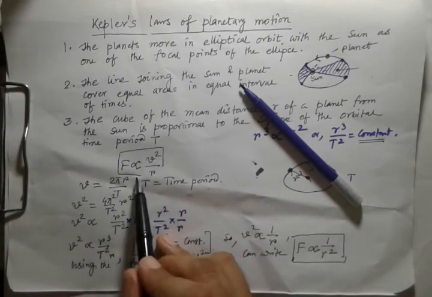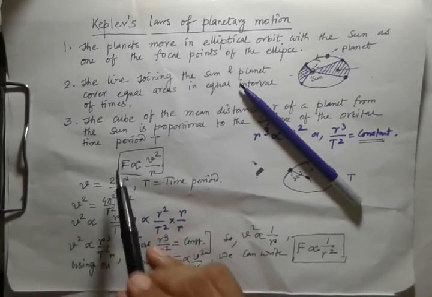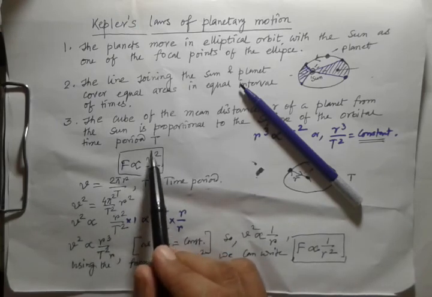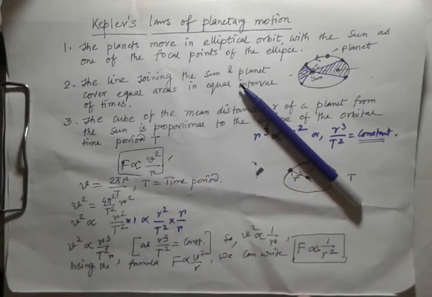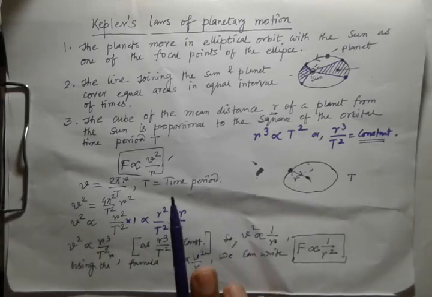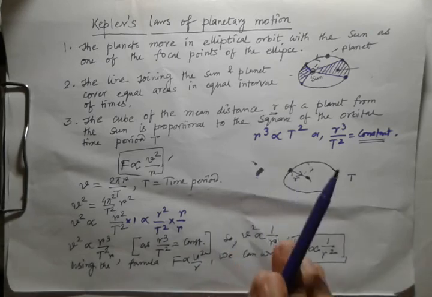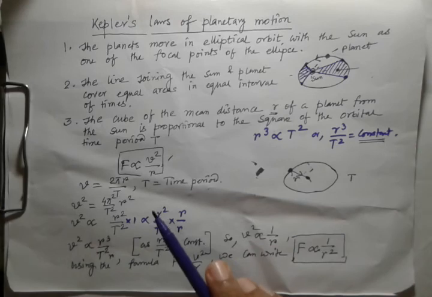I think you'll face some complication here, but just remember this: the force acting towards the center is F directly proportional to v square by r. The derivation is not in the syllabus. This is how the inverse square law came, which Newton derived. The centripetal force, as I told you, is the center seeking force, which always works toward the center.